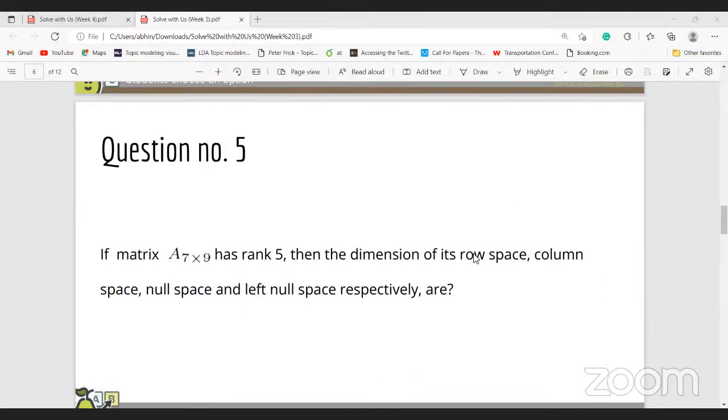Sir, I don't understand this left null space and row space because I am not able to visualize them. I can see the correlation between the column space and null space.